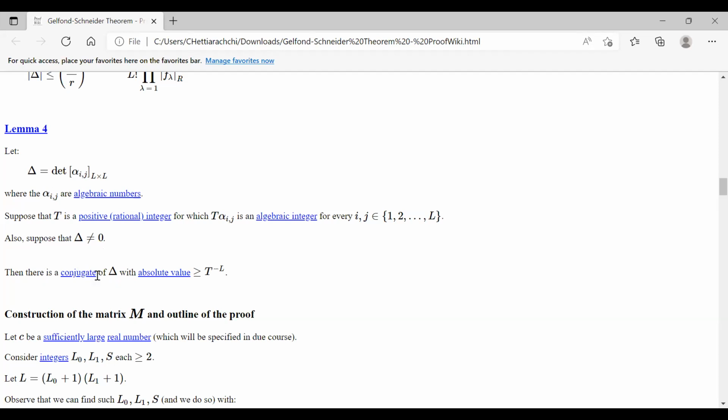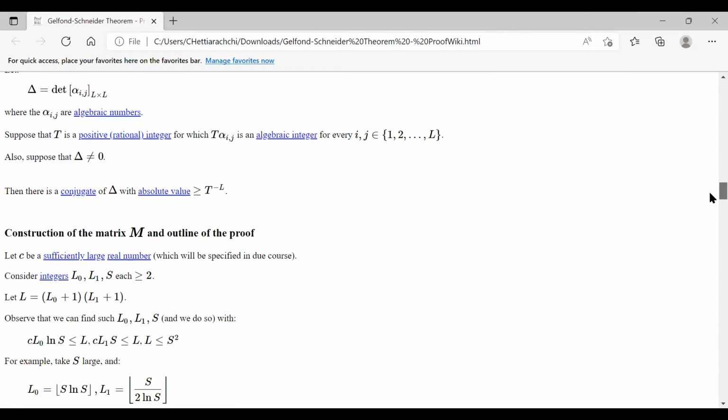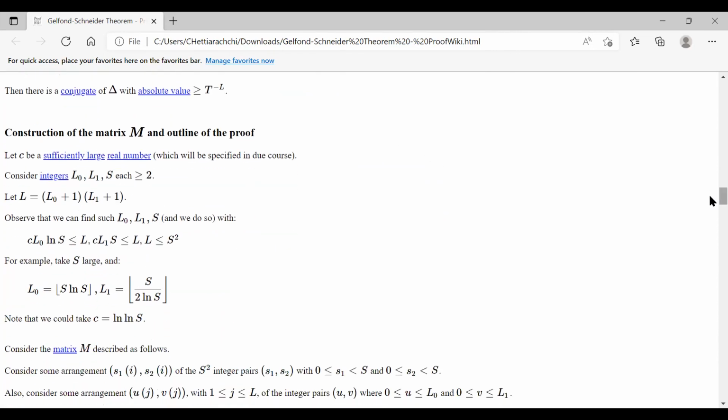Then there is a conjugate of delta with absolute value of the conjugate greater than t to the minus L. So this is what we need, and we will be applying these 4 lemmas in the construction of the proof. So again, we are going to prove by contradiction. So we are going to define or construct a new matrix M the following way.